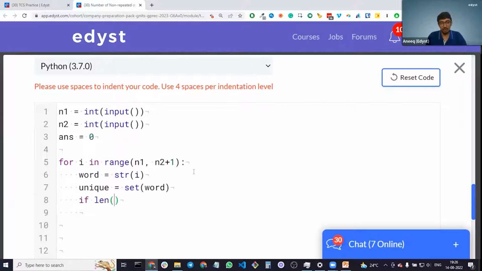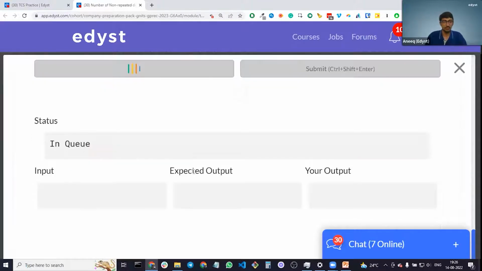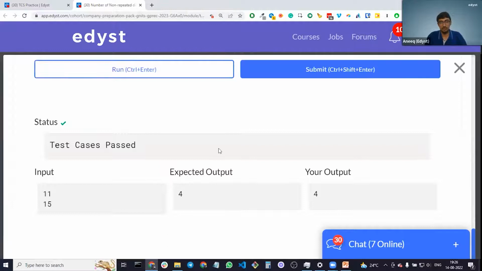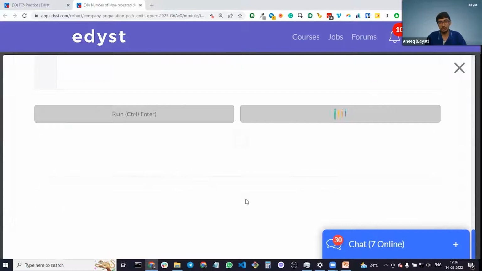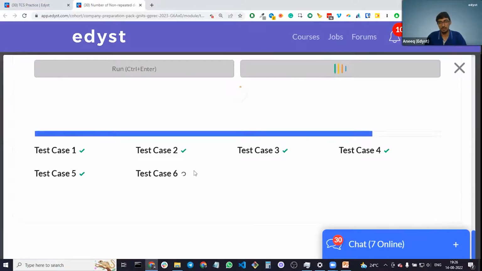If the length of unique elements is equal to the length of the string, that means that there are no repeats. Then I'll do answer is equal to answer plus 1. If it's not, then I don't do anything, I just go on to the next one. Finally, I'll print answer over here. So it works out between 11 to 15, there are 4 such non-repeats. If I run it, it passes also.